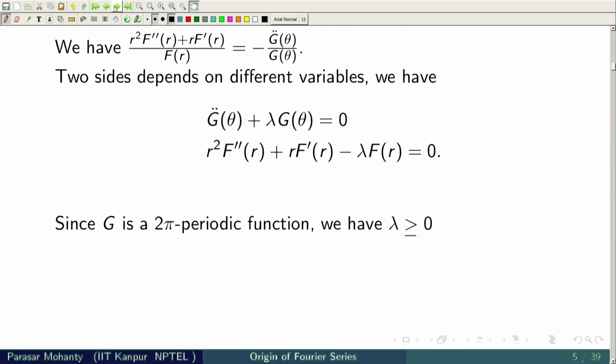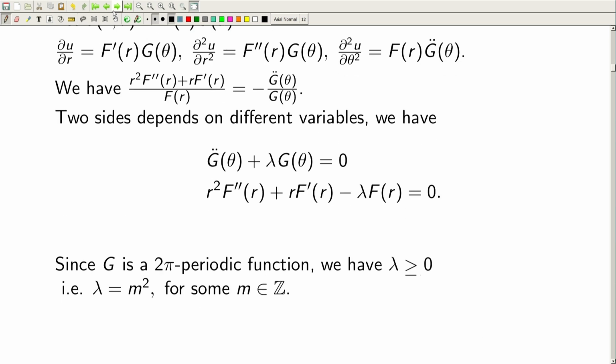Now, if we take lambda to be less than or equal to 0, then one can easily see that what we are going to get is a trivial solution. Therefore, we assume that lambda is greater than 0. Now, that means lambda has to be a square of an integer. So, lambda equal to m square for some m belongs to Z.